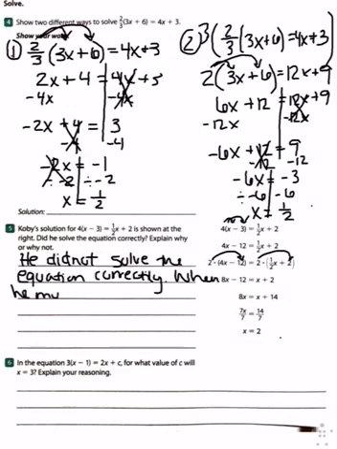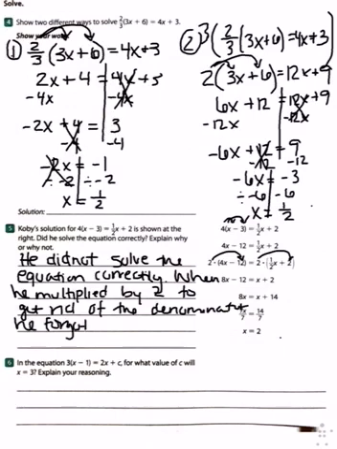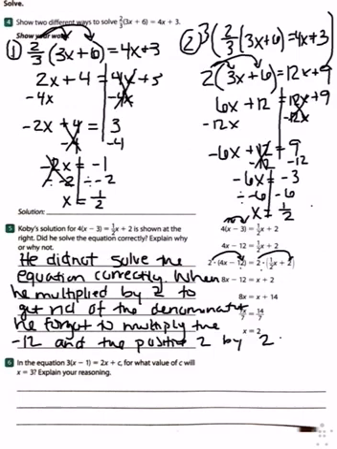When he multiplied by 2 to get rid of the denominator, which is fine, he can do that, but he did it wrong. He forgot to multiply the -12 and the positive 2 by 2. He didn't distribute the 2 to the -12 or the 2 to the -2.